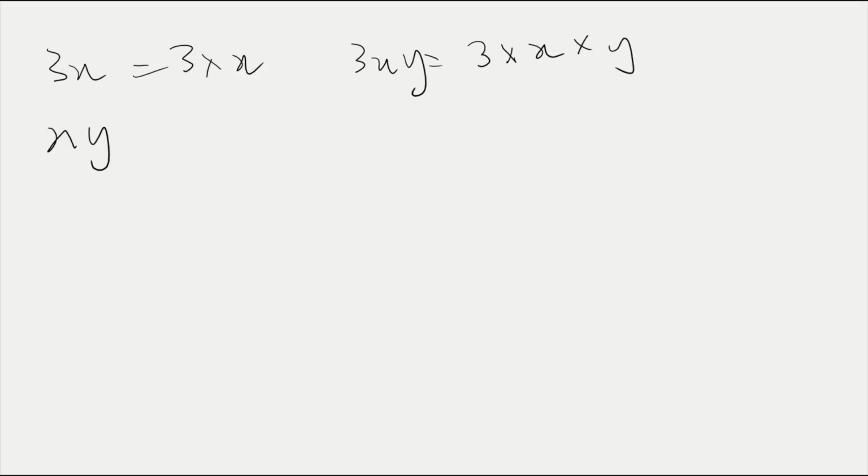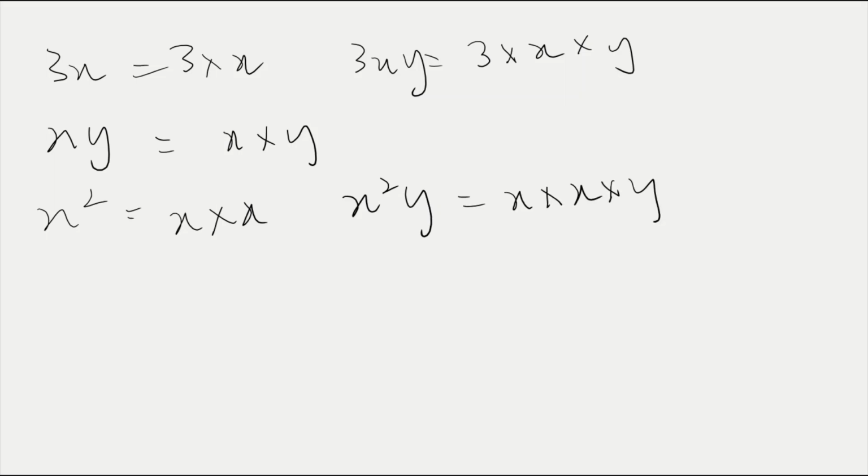Before you want to multiply or divide expressions, make sure you understand and remember these important rules. 3x means 3 times x. And 3xy means 3 times x times y. xy means x times y. X squared would be x times x. X squared y would be x times x times y. 2a over 4 would be 2a divided by 4.